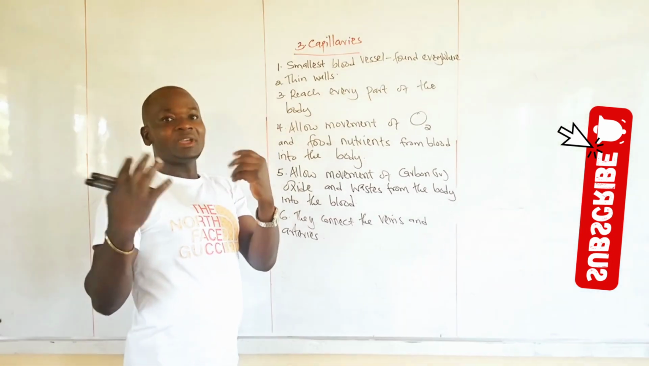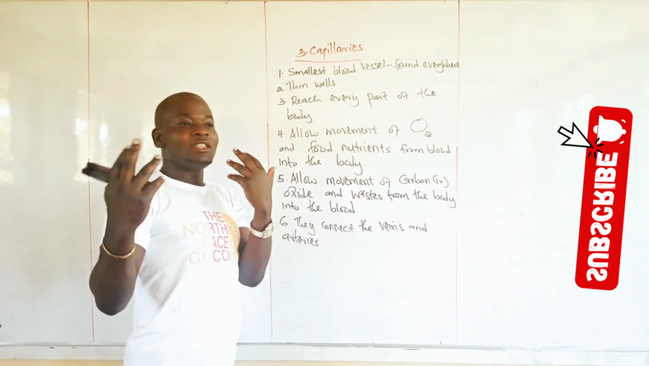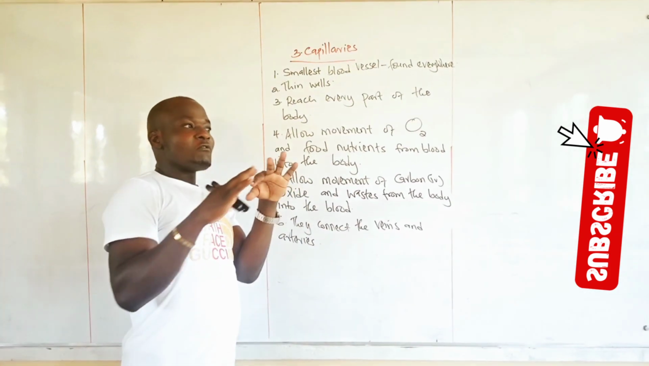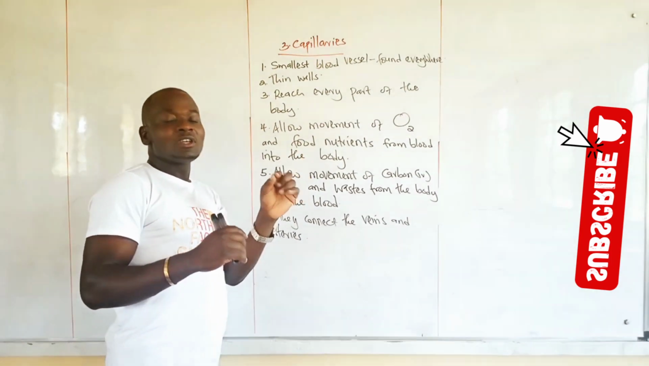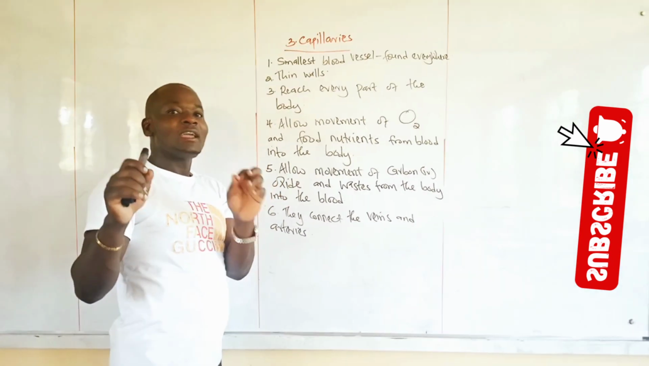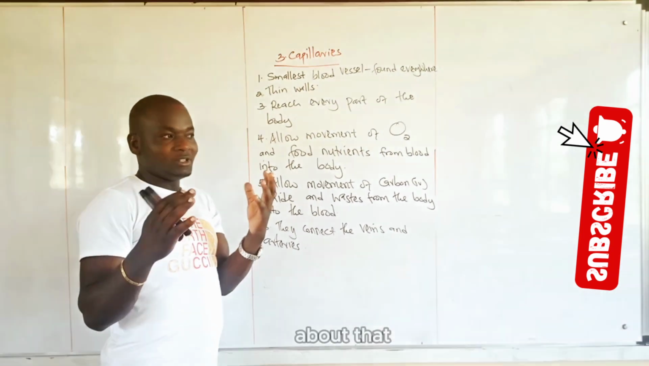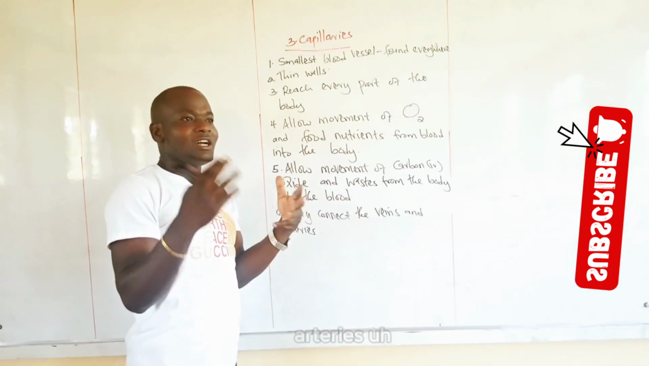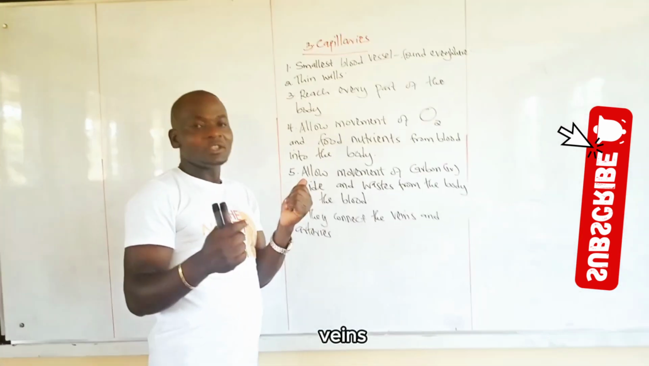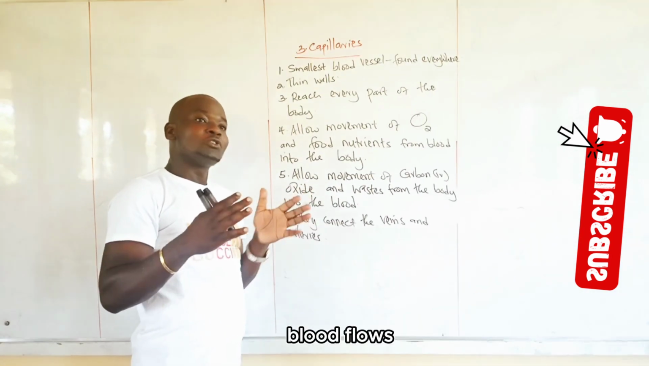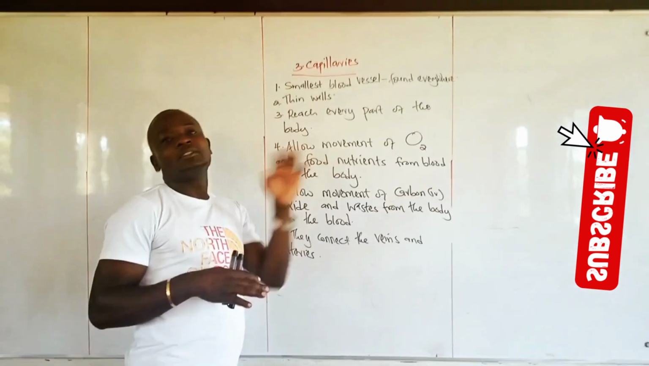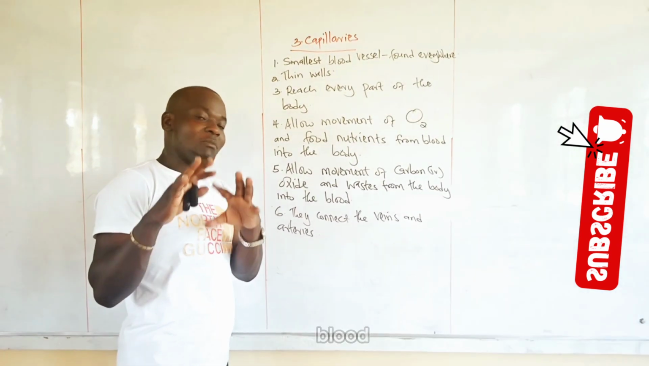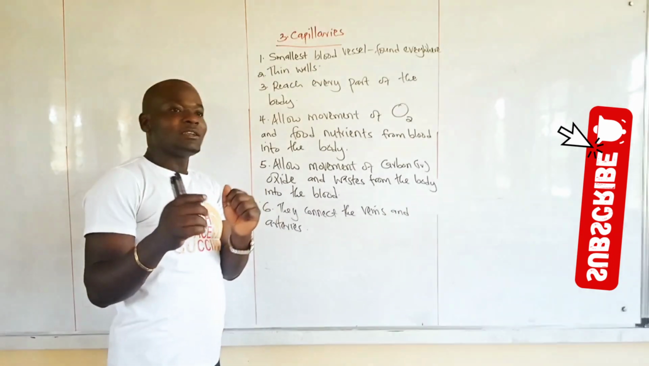And then we have also compared the wall of the arteries and the wall of veins. We have said that veins have a thin non-elastic wall and arteries have a thick elastic wall. We have also talked about how blood flows in arteries and veins. In veins blood flows under low pressure, there is no pulse. But in arteries there is high pressure, so the blood flows under high pressure in arteries.